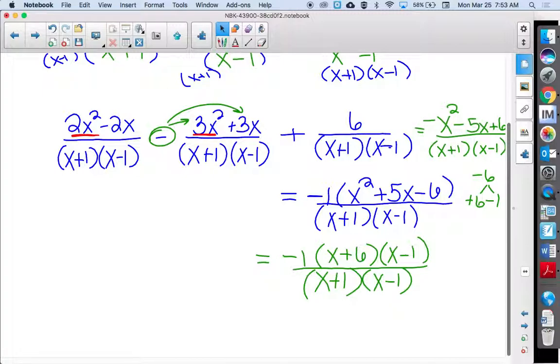We have pieces on the top that are factored, parts on the bottom that are factored. Julia, what can you do to simplify it? You can take out the x minus 1 from the numerator. Right. This x minus 1 can be taken out from the numerator and denominator because it's the same. When you're multiplying and you have the same quantity, meaning whatever's in parentheses is exactly the same, you can factor that piece out, and that's what happens with this one.